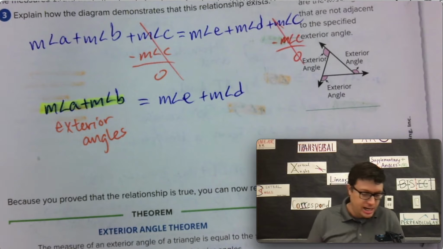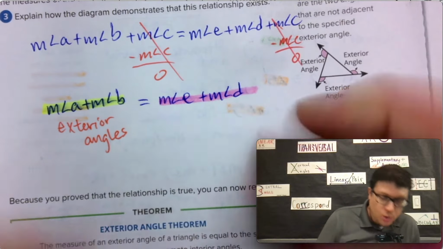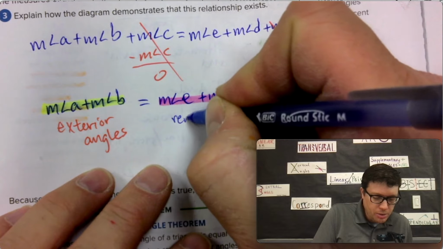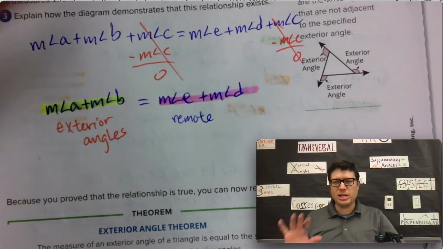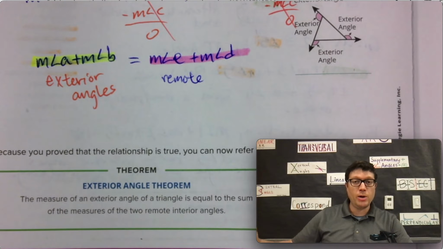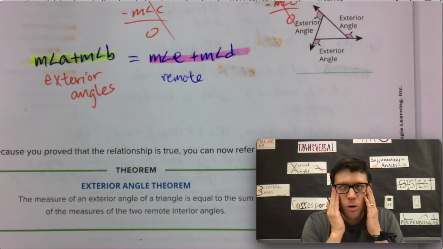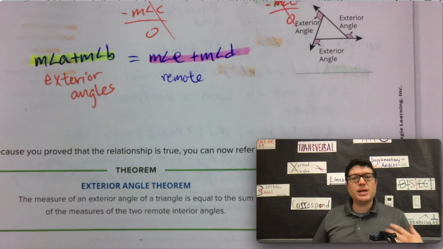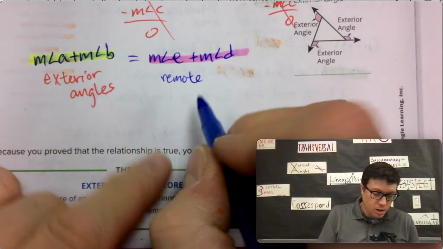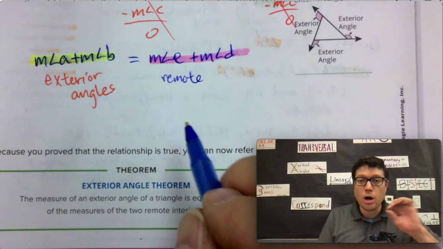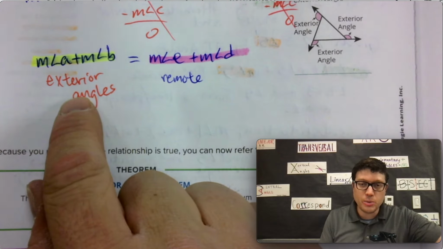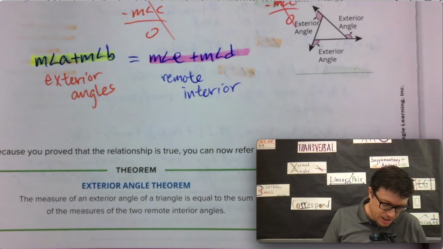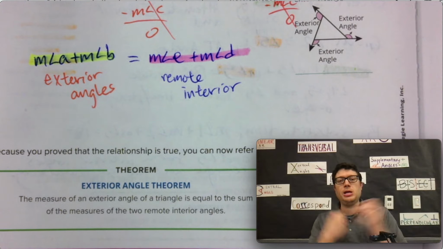So on the other side, angle E and angle D, those are inside the triangle, but they're also called remote. If you do something remotely, you're doing it from afar, right? We had remote learning last year. Oh my word, what a year, right? Or whenever you're watching this, do you remember doing remote learning? That's because you were afar or away from school. So these remote angles are away from the exterior angles. They're on the inside, so they're called remote interior, and they happen to be equal.